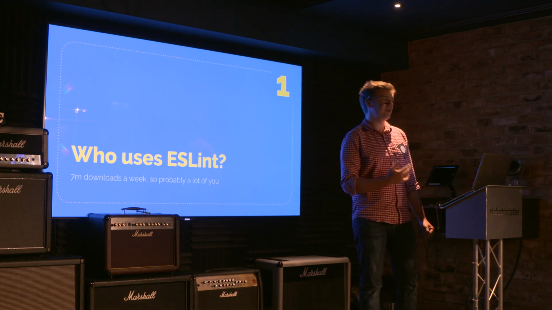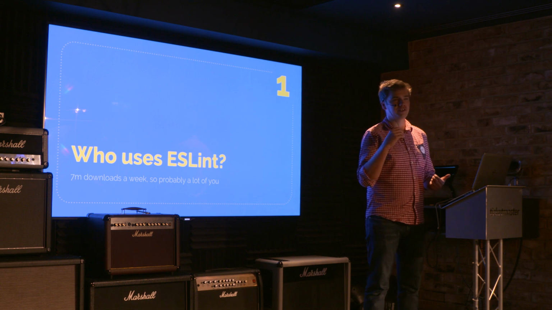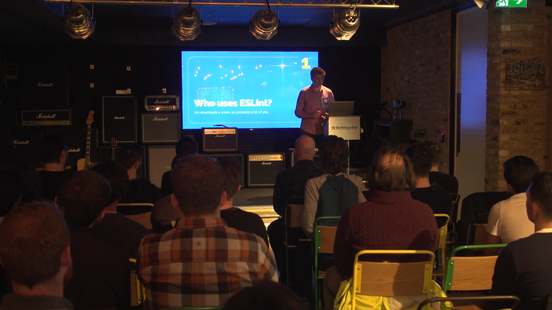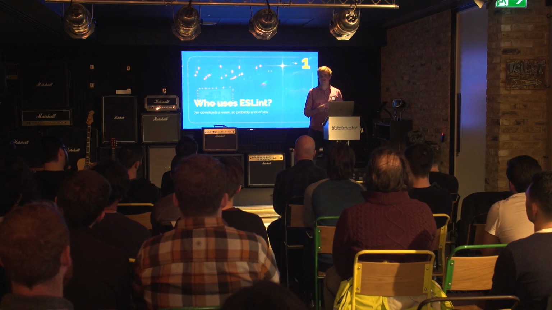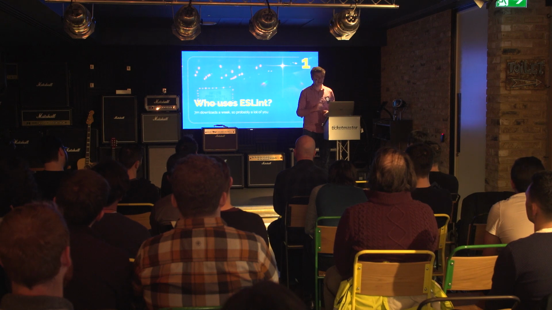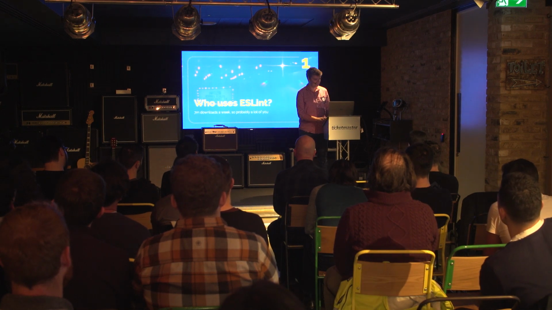So why do we use ESLint? It helps us to avoid errors, such as spotting undefined variables. It helps us to code in a consistent style, so that's our semicolons, indentation, etc. And it helps us to keep our code tidy, so it prevents us having unreachable code.